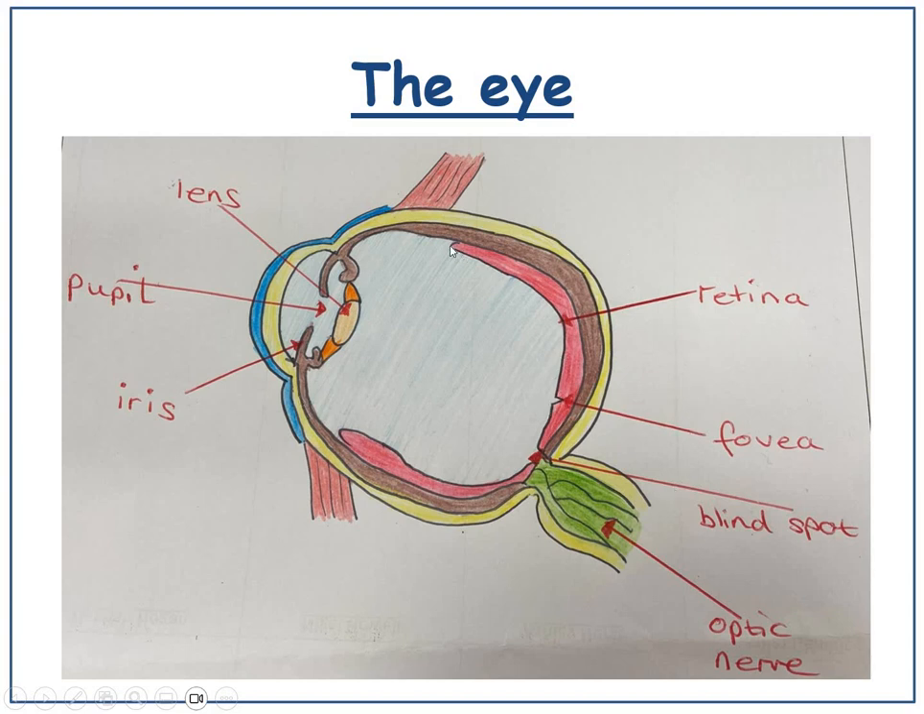Around the back of the eye, shown here in a red colour, that is the retina. And then there's a little triangular indent here, which is called the fovea. Got the blind spot, and then the optic nerve. And then at the front, you've got the lens, which can make you short-sighted or long-sighted, the pupil, and then the iris.